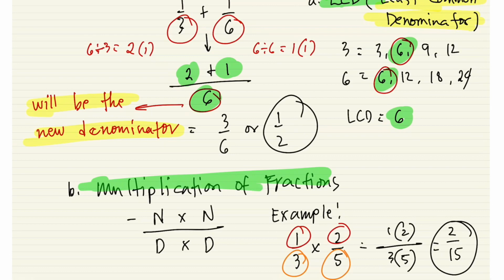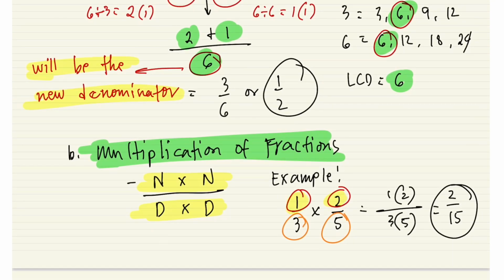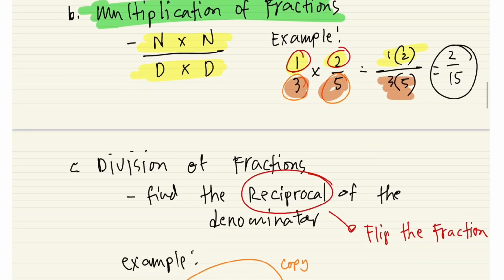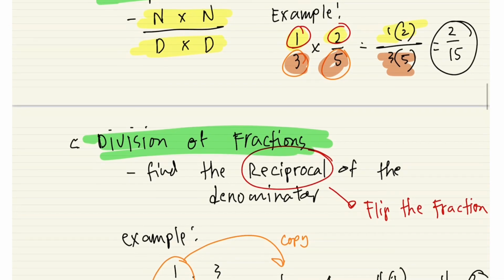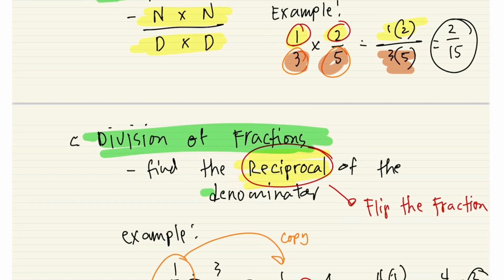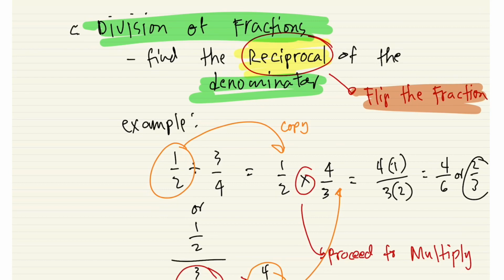Now the next operation is multiplication of fractions. How do we multiply? It is as simple as numerator times numerator and denominator times denominator. Then you have your answer. The next one is the division of fractions. How do we divide? We look for the reciprocal of the denominator. What is reciprocal? It means you flip the fraction. When you flip, A over B becomes B over A.